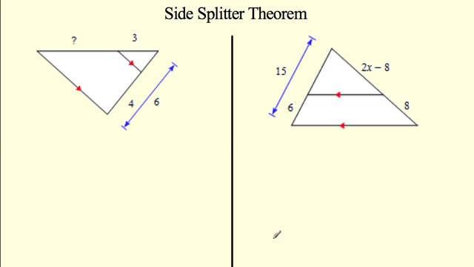The final one is the side splitter theorem. Remember, everything here is essentially proportional. So this side matches this side matches this side, and the whole side matches the whole side. So all these are proportional. So you got all kinds of options here.